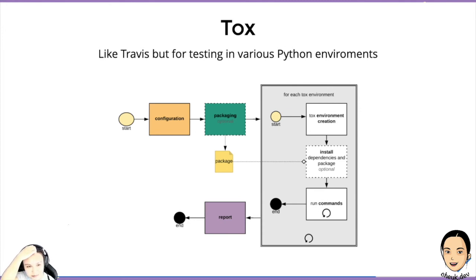In my own words, actually, I didn't copy this time, this is how I think of it. It's like Travis, but it's for testing in various Python environments. I don't know whether you know about Travis. Travis is a CI/CD tool. You see them appearing quite a lot in GitHub repos. What Travis will do is create a lot of different virtual environments with different OS, different versions of Python and all this stuff to test your code.